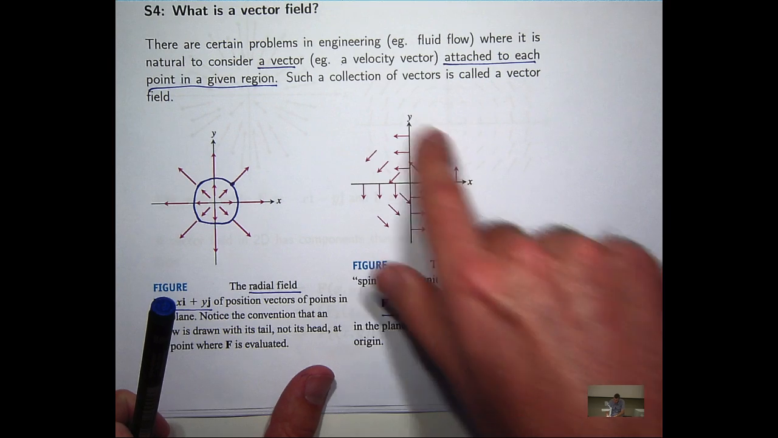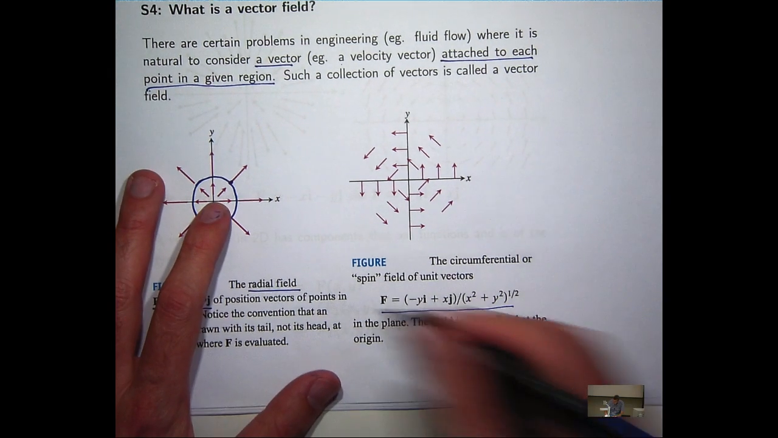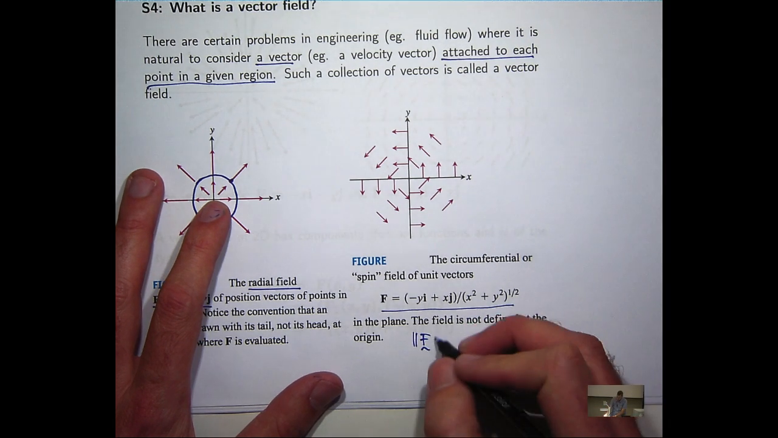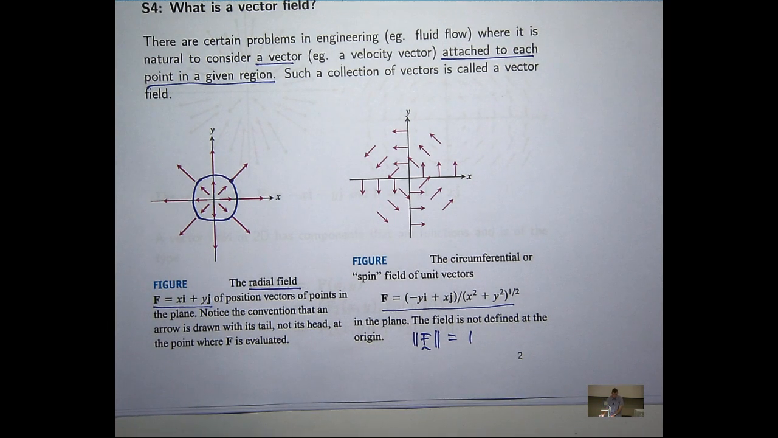Now, in this one, you can hopefully see that there looks like there's some sort of rotation. It appears that way. And no matter where you are, the vectors have the same length. Okay, so actually, if you work out, say, the magnitude of this vector, you actually get 1. So this spin field is a special vector field whereby the direction changes depending on where you're at, but not the magnitude of the vectors involved. Okay, so that's a couple of basic ones.